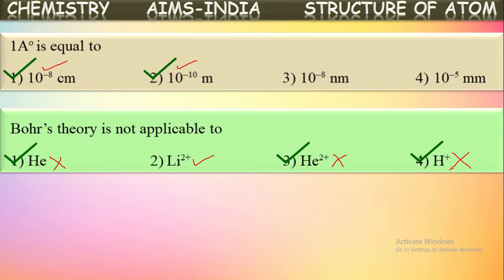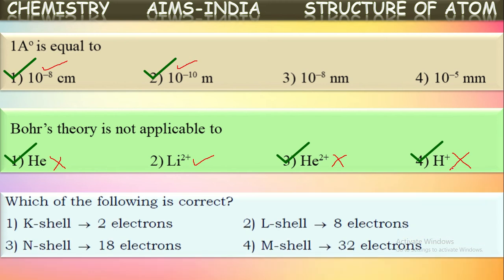Next, which of the following is correct? They have given here the shell and the maximum number of electrons that can be accommodated in that shell. Check these matchings, where it is given correct and where it is given incorrect. We know the formula which was given by Bohr and Bury system to calculate the maximum number of electrons that can be accommodated in an orbit. What is that formula?